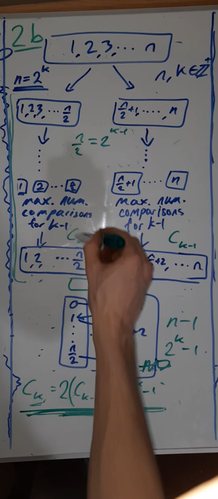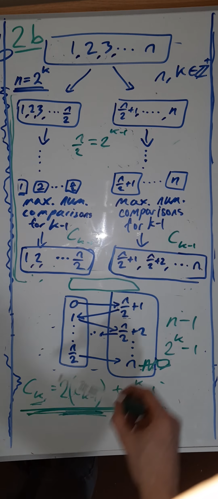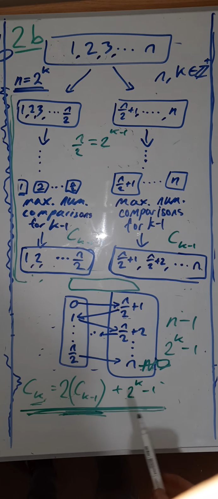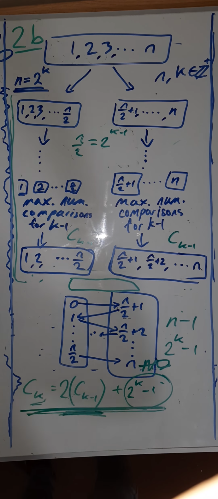So you have two lots of C of k minus 1 comparisons occurring in C of k, plus these last comparisons that occur when you make up the final list again. Right.